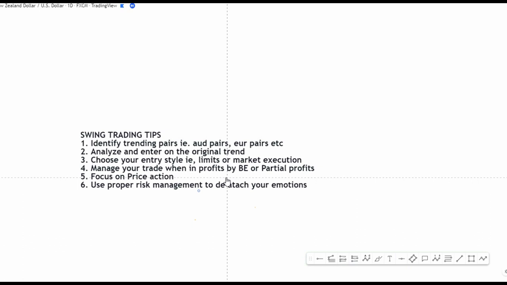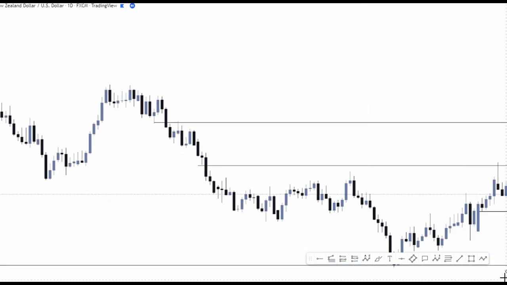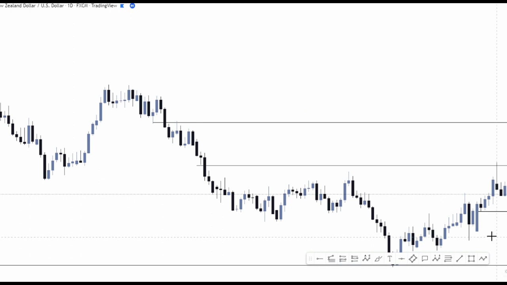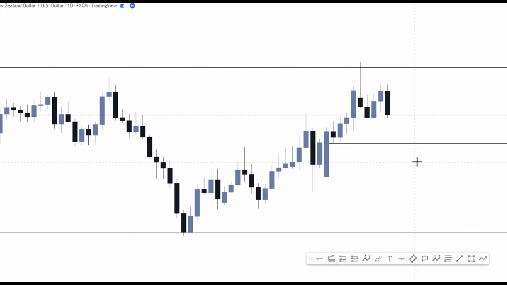Okay, so after seeing easy tips ambazo tunazitumia kwenye risk management or even kwenye swing trading, now let's see how to use them on the live chart, guys. I want to show you exactly, I know you already know how to properly analyze top down analysis. So I'll just assume kwamba unajua how to do proper top down analysis.